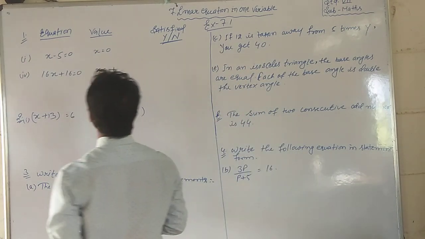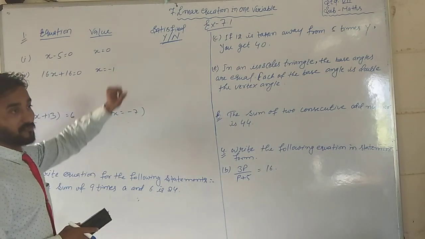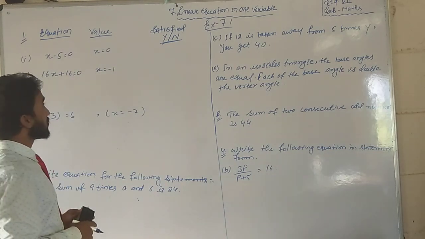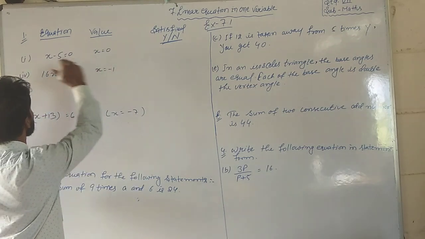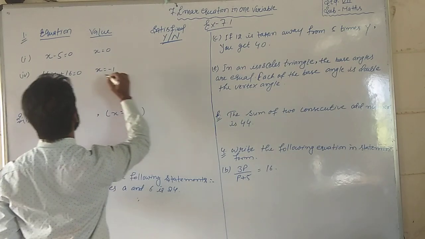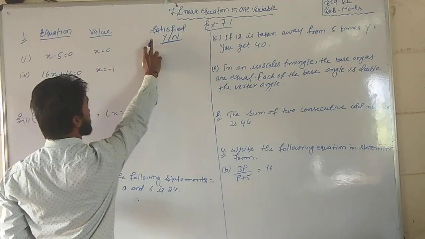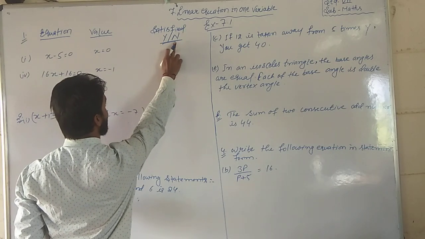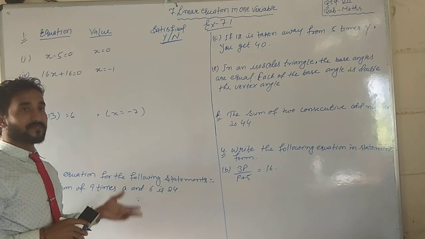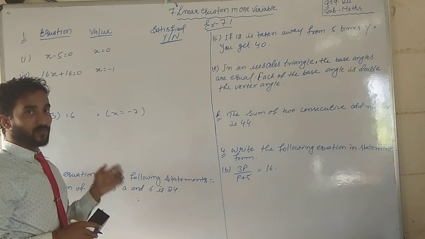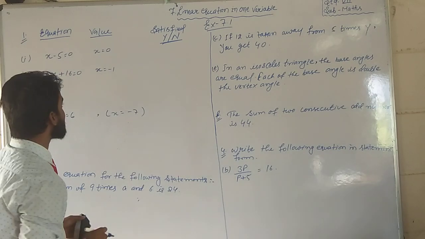So students, in front of you, question number 1 of exercise number 7.1 is given. Complete the following table. It is a table in which the first column is equation, the second column is value, and the third column is satisfied: yes or no. Okay. In the previous video, students, we have seen how and when an equation is satisfied or not. On the same way we will do.